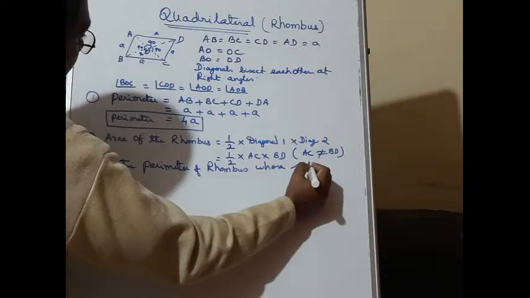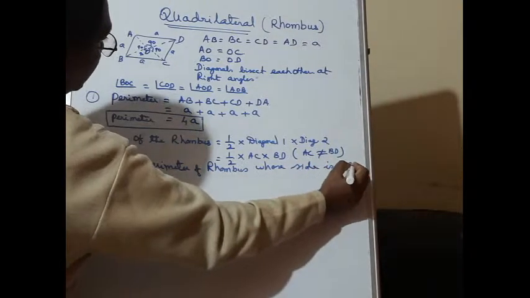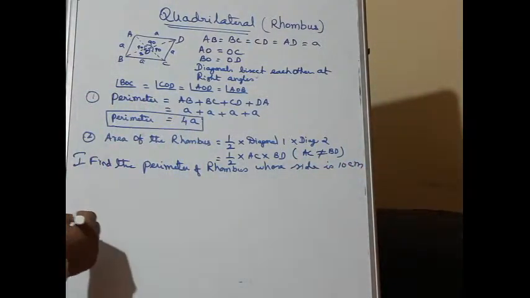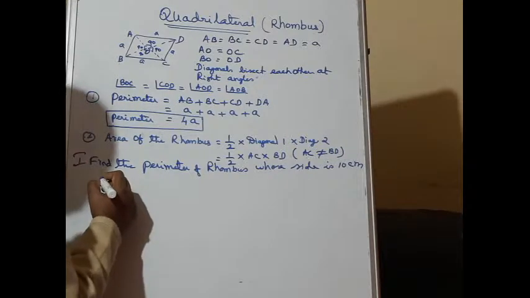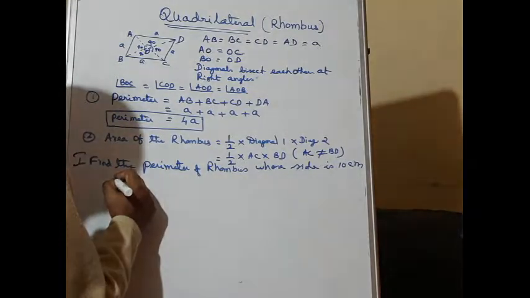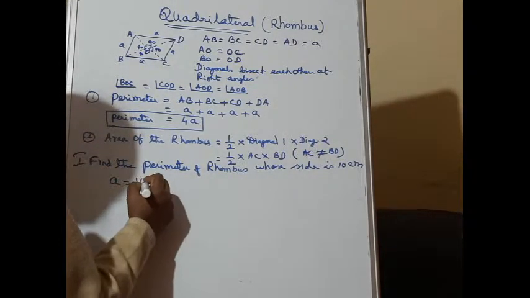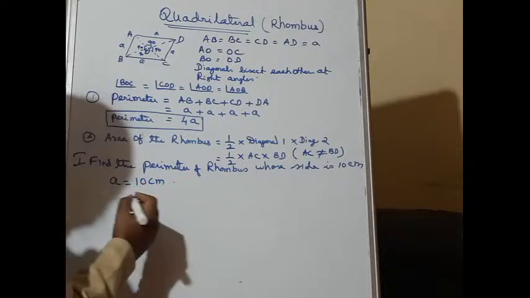Side is 10 centimeter. Put A equal to 10 and please find the perimeter. So that model is very easy, 1 mark. Straight you have to put the formula and get the marks.